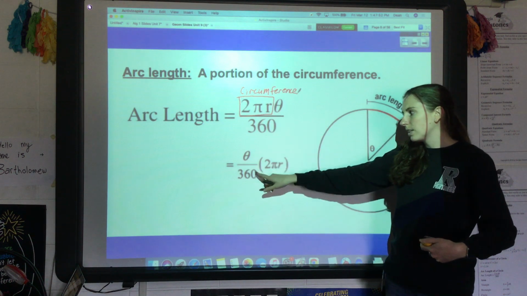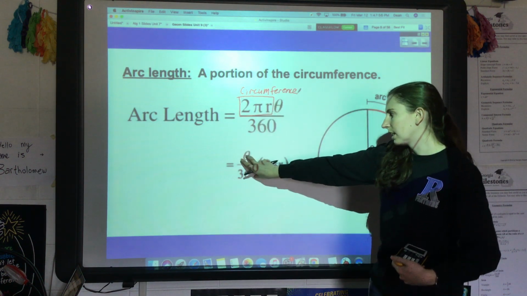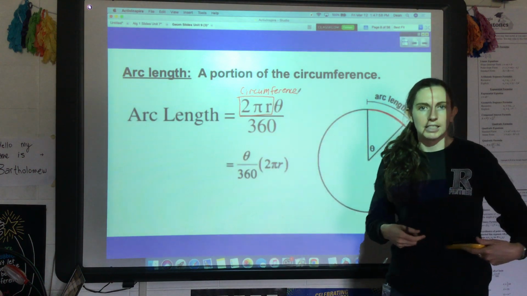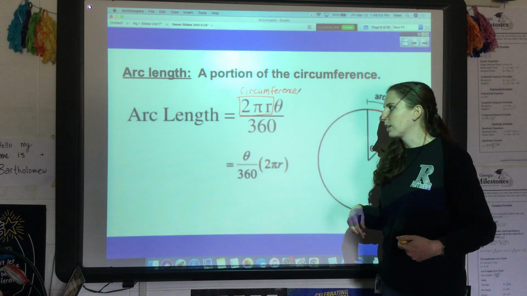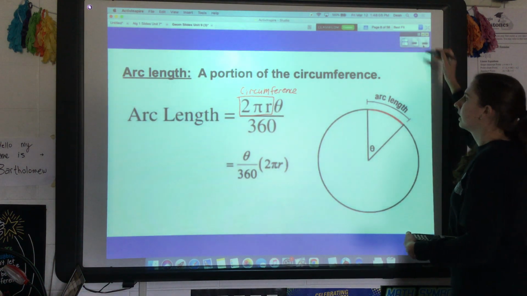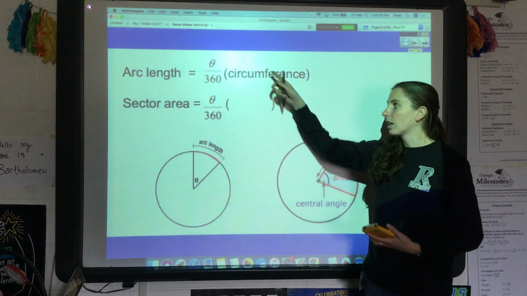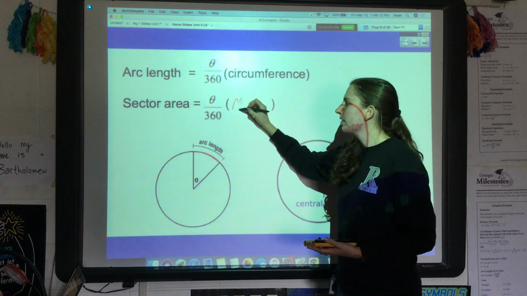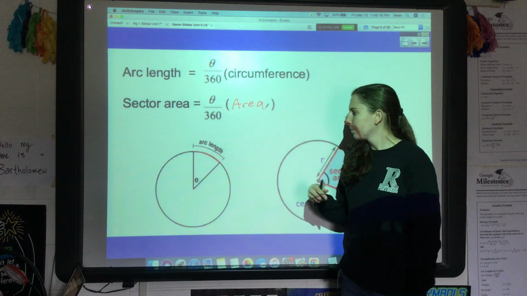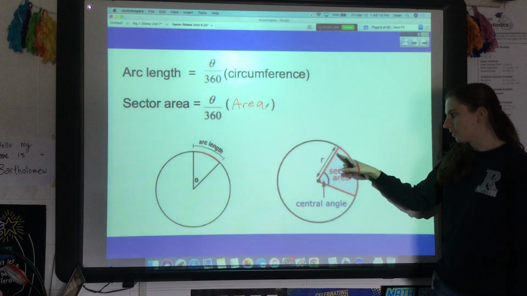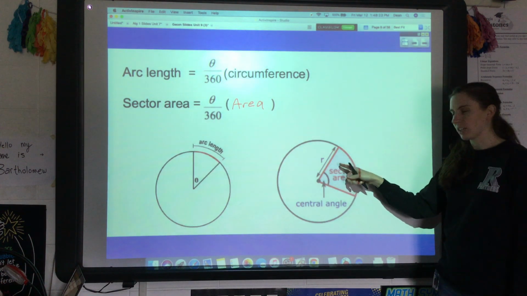Another way that you might see this written sometimes, it looks like this, just putting the theta out of 360 in the front, or you can put it in the back, it really doesn't matter, but just take the circumference, multiply it by that ratio there. The same thing works for sector area, just instead of using the circumference, use the area. A piece of a circle, like a slice of a circle, is called a sector.